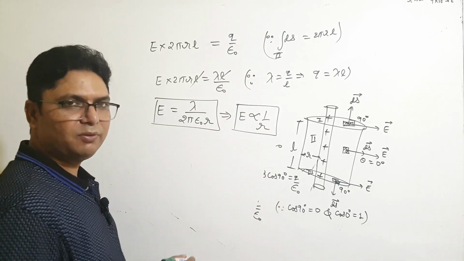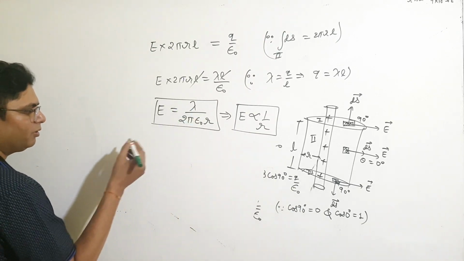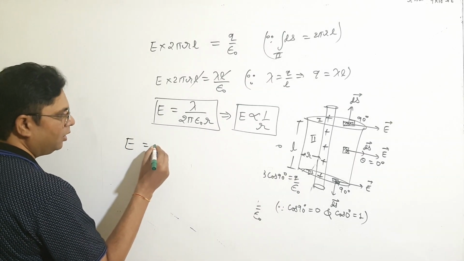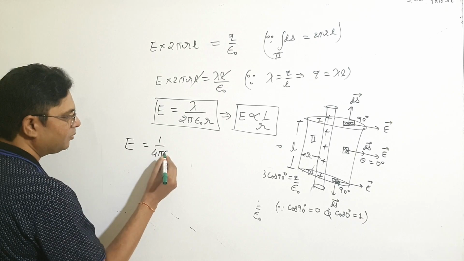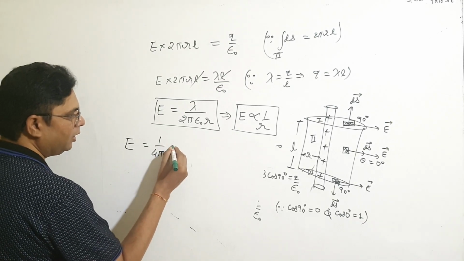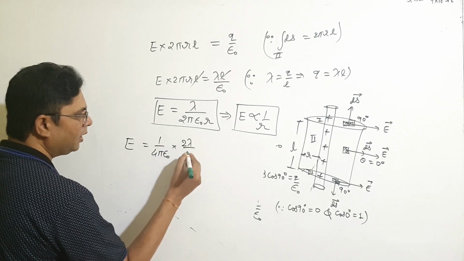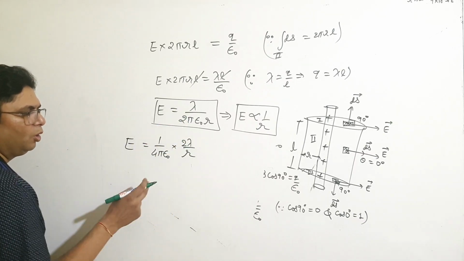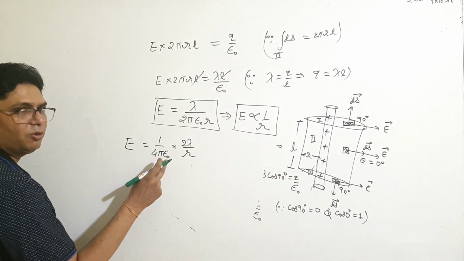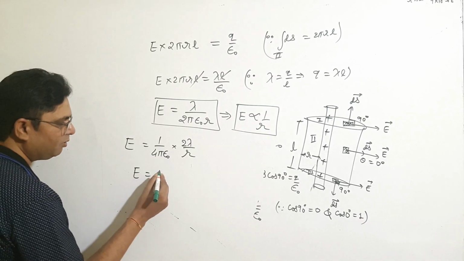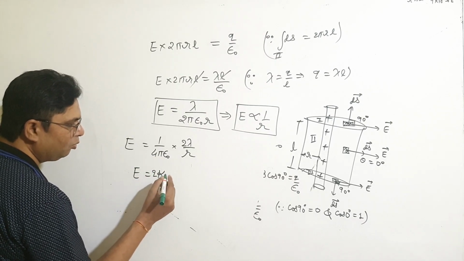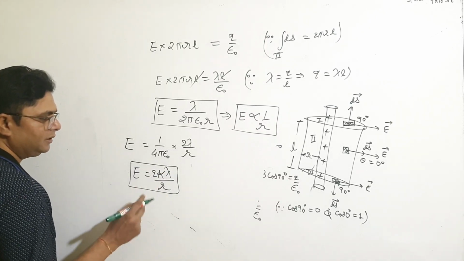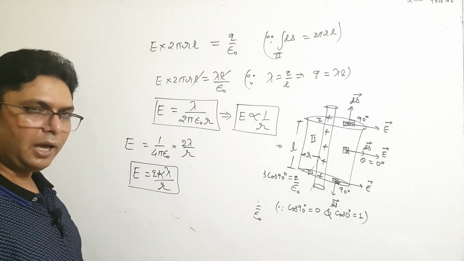Moreover, you can write like this also. E equals to 1 by 4 pi epsilon naught into 2 lambda upon R. What we have done? We have multiplied numerator and denominator by 2. So this 1 by 4 pi epsilon naught equals to K. So you have E equals to K constant 2 lambda upon R. You can memorize this formula. This is easy. 2K lambda upon R.